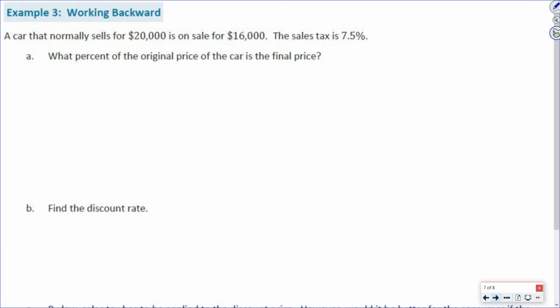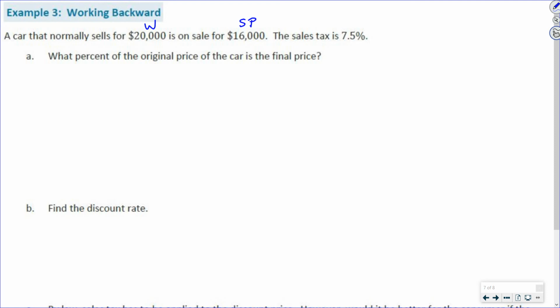All right, so now we got to work backwards a little bit. This one here's a different problem. A car that normally sells for $20,000 is on sale for $16,000. The sales tax is 7.5%. What percent of the original price of the car is the final price? So I want to know what percent of the original price is the final price. Well, the original price was the $20,000. The selling price is now $16,000.